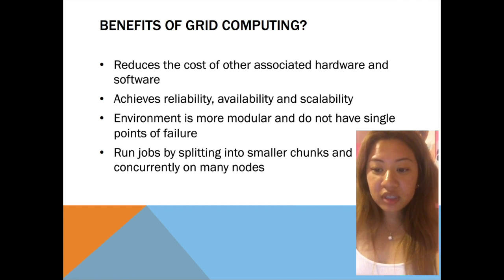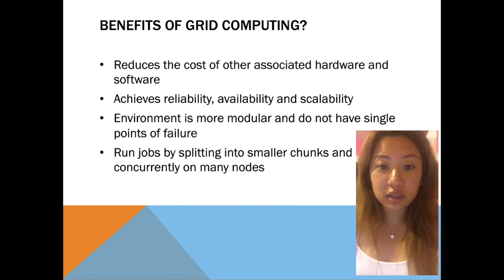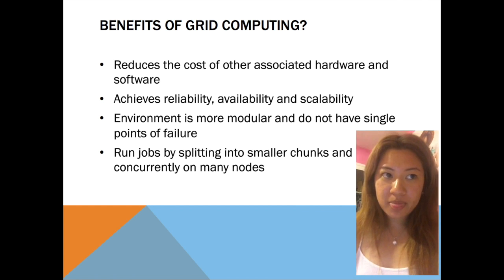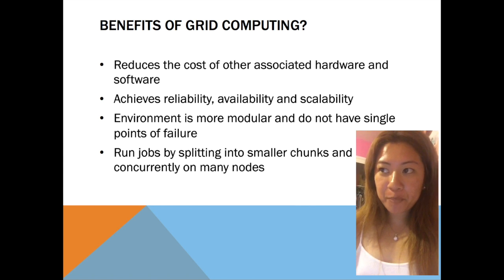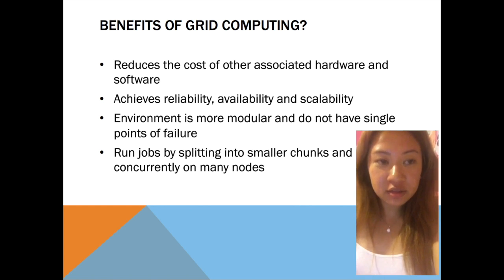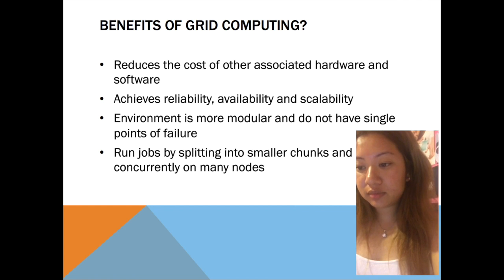And it runs jobs by splitting them into smaller chunks and running them concurrently on many nodes, so that it is able to evenly distribute its jobs in grid computing instead of just relying on one heavy source to run everything. And it overall makes it more efficient.